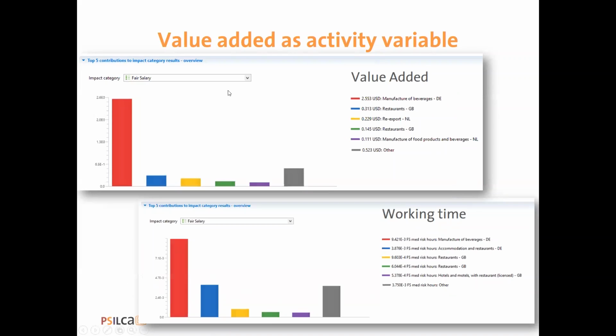Another example was calculated here for fair salary, the indicator of the impact of fair salary. And we can also see by simply looking at the graphs that the distribution of the top 5 process contributions is different. And in this case, also the most important processes are different. So the most important one is the manufacture of beverages process, but then regarding value added, restaurants are highly important, and for working time it's accommodation and restaurants, for example. Yeah, so just to show an example of how the contributions can be different.